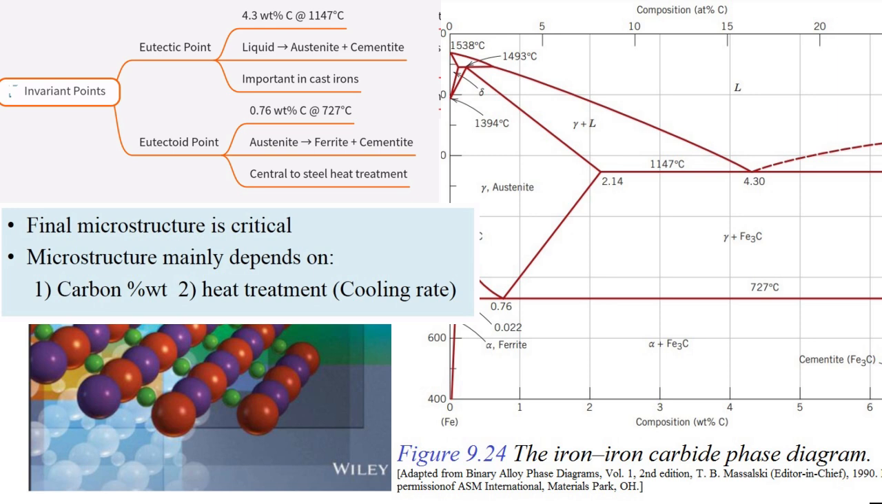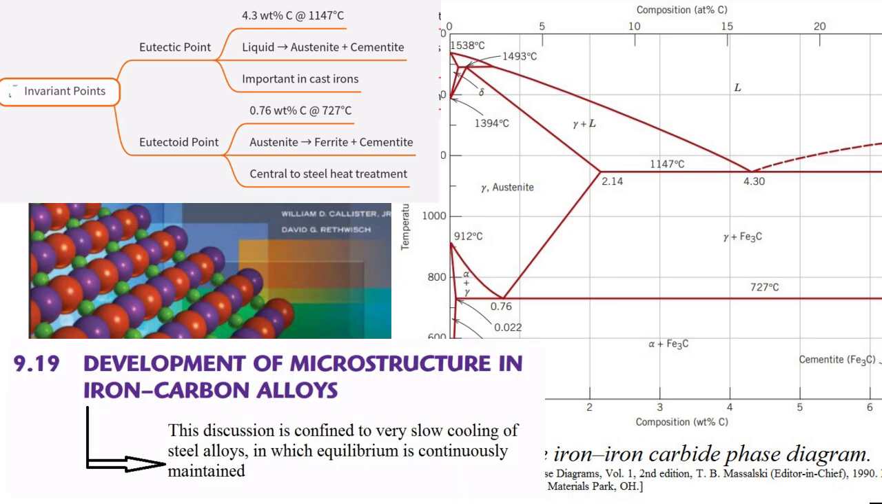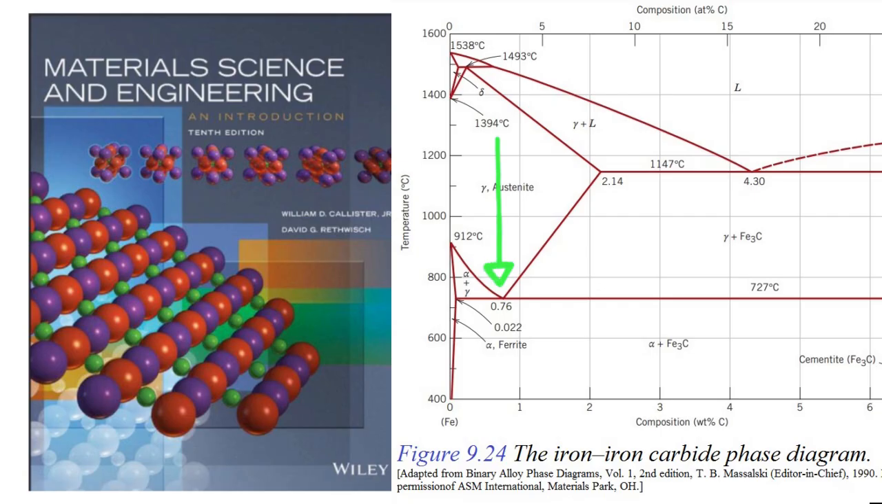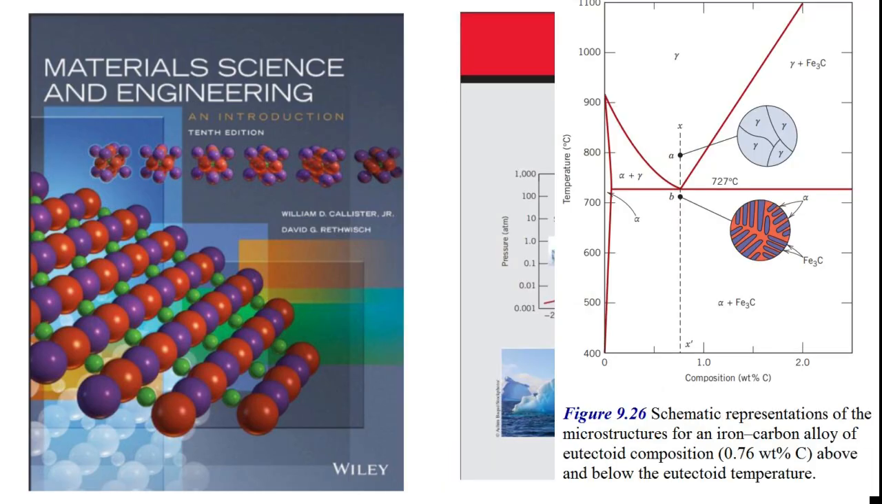Callister's discussion here in section 9.19 focuses on the microstructures that develop under very slow cooling, basically equilibrium cooling as predicted by the diagram. Okay, so slow cooling first. Let's walk through how different compositions behave. Consider an alloy that has the exact eutectoid composition, 0.76 weight percent carbon. Let's follow path X in figure 9.26.